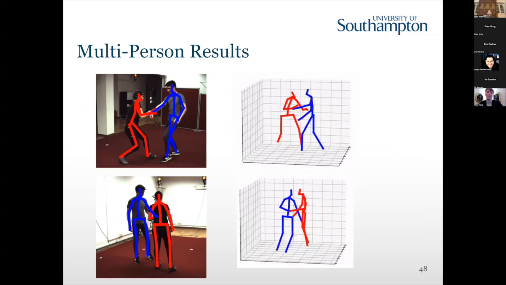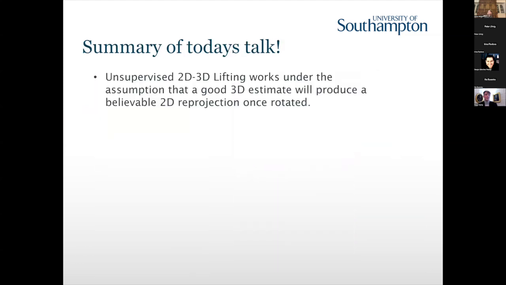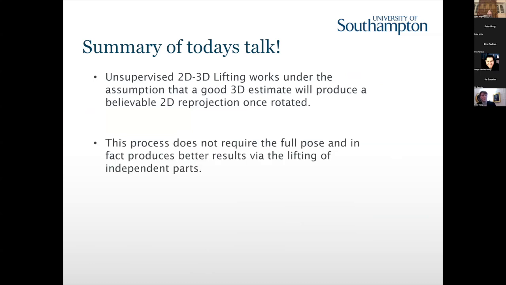So this summarizes today's talk. Unsupervised 2D lifting works on the assumption that a good 3D estimate will produce a believable 2D reprojection once rotated. This process does not require the full pose, and I'd encourage you not to use the full pose. You get better results via lifting of independent parts, and for linguistics especially, you typically just want the torso. And then the partial 3D pose, if you want to, can then be used for occlusion handling.